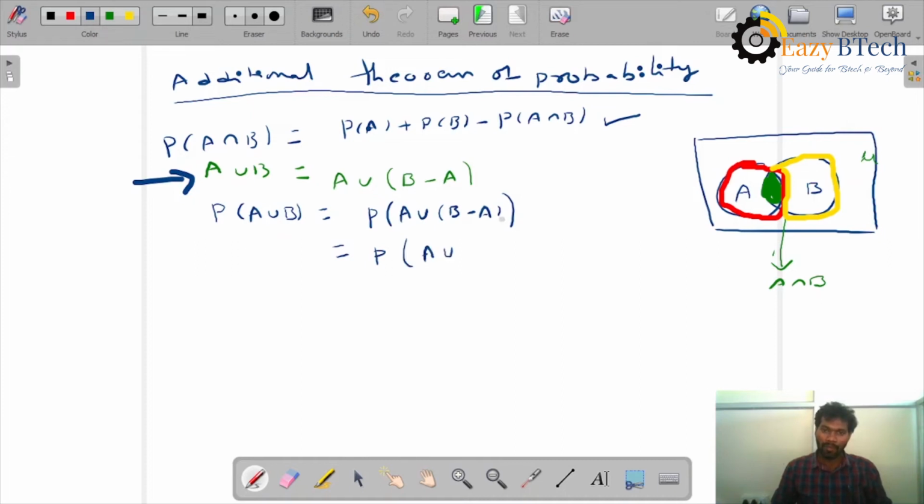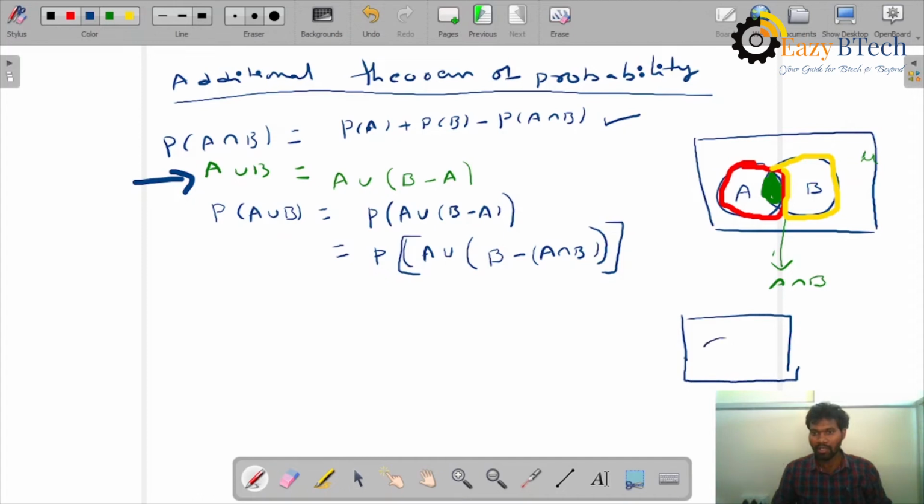Now next, how is B minus A written? B minus A can be written as B minus of A intersection B also. How we will see now. From the figure we see it is A, it is B. You want to know what is B minus A.